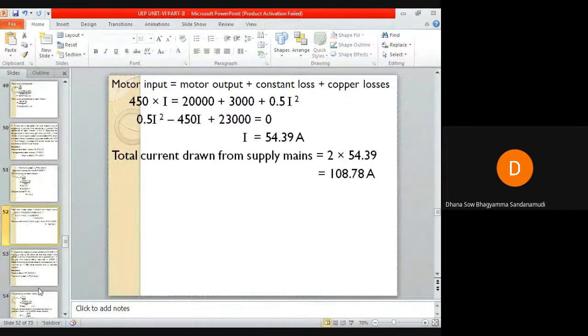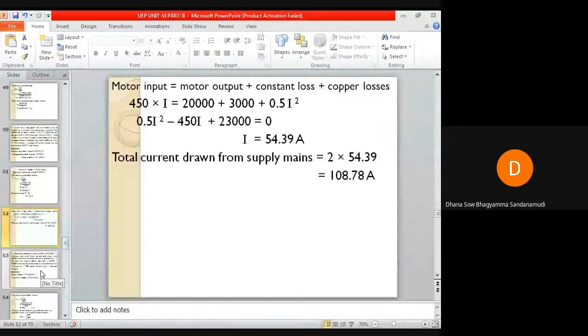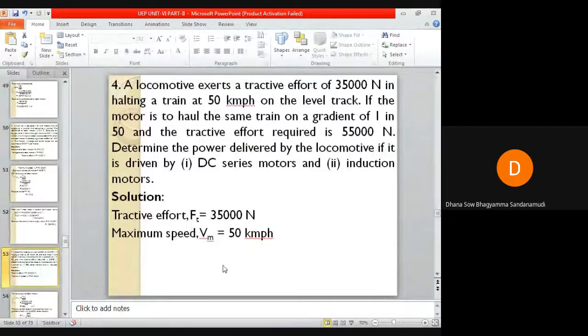Okay, let us solve one more problem. A locomotive exerts a tractive effort of 35,000 Newton in halting a train at 50 kilometers per hour on the level track.